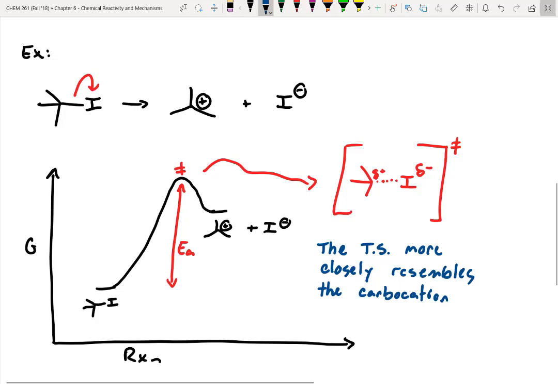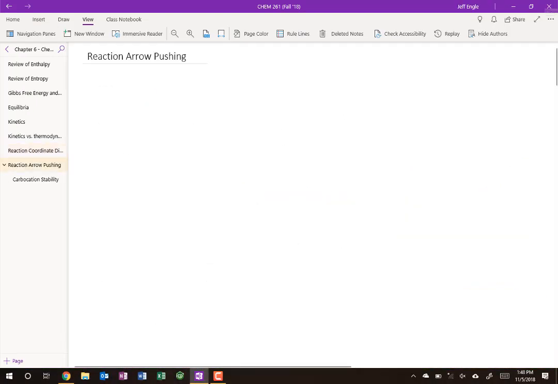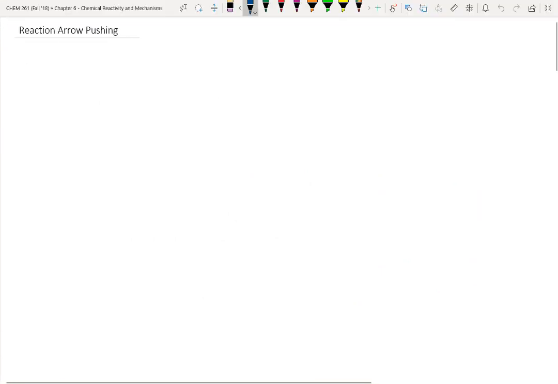All right, so let's jump into electron arrow pushing or reaction arrow pushing. And this we've already seen before with acid-base chemistry. So let's go back and review. In acid-base chemistry, we had an acid that we usually represented as AH, so it had a proton coming off of it. And then we had B with some sort of lone pair.